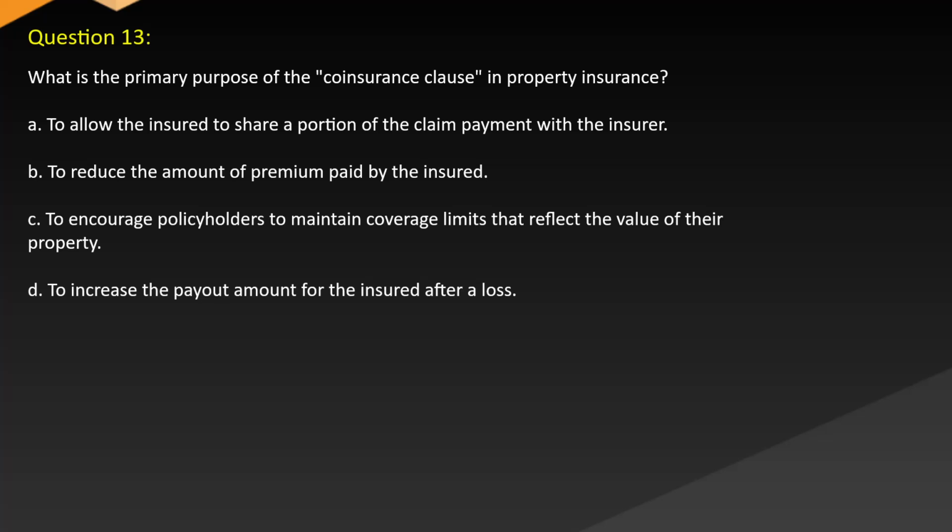Question 13. What is the primary purpose of the coinsurance clause in property insurance? A. To allow the insured to share a portion of the claim payment with the insurer. B. To reduce the amount of premium paid by the insured. C. To encourage policyholders to maintain coverage limits that reflect the value of their property. D. To increase the payout amount for the insured after a loss.